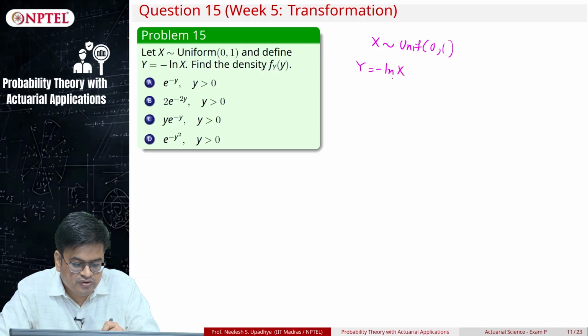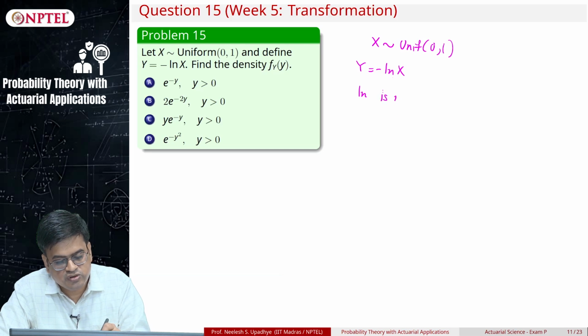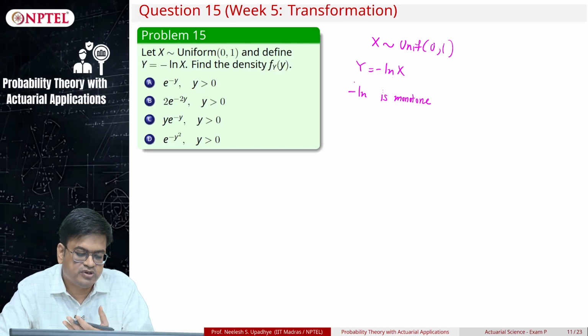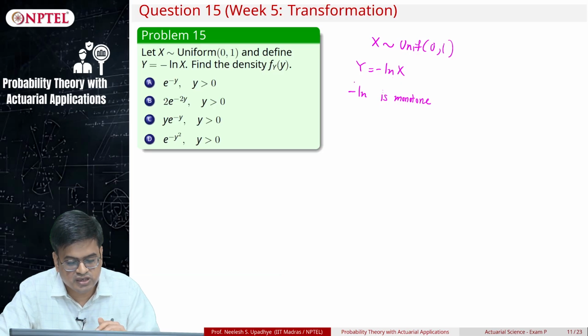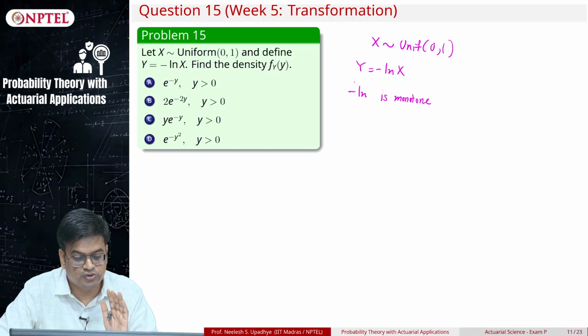Here you have to look at this transformation, whether log, which is natural log, is a monotonic transformation. Yes, it is monotone. So, ln is monotone, and minus ln is also monotone. One is monotonically increasing, another one is monotonically decreasing. Fine, so I have a monotone transformation. So both methods, the Jacobian method and the CDF method, will work. However, we will choose to use the CDF method and solve the problem.